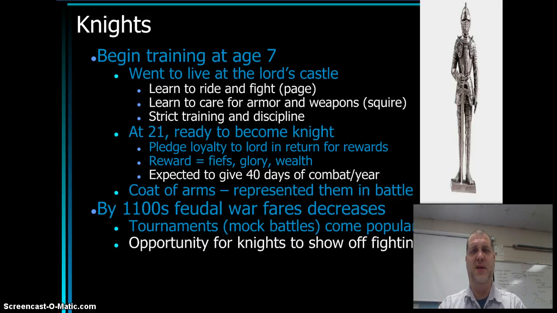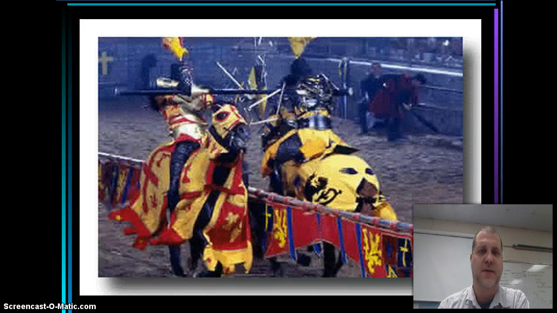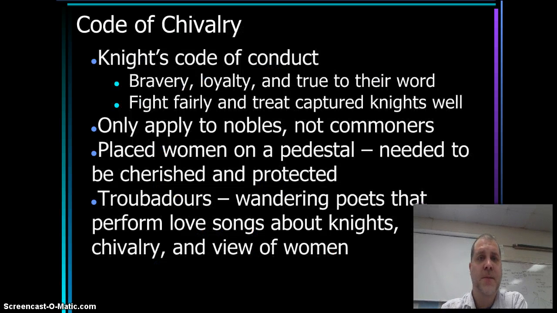But it gives the knights an opportunity to become popular, and it's sort of like your early wrestling tournaments and stuff of that nature. There is a picture of a joust. Some of you guys may have been to Medieval Times. There's really a lot of interesting time periods and stuff that comes from this.